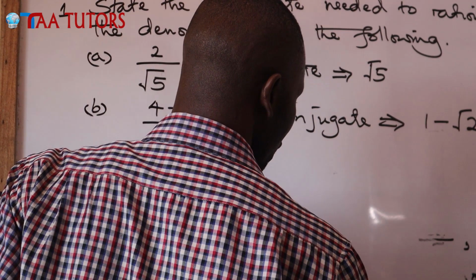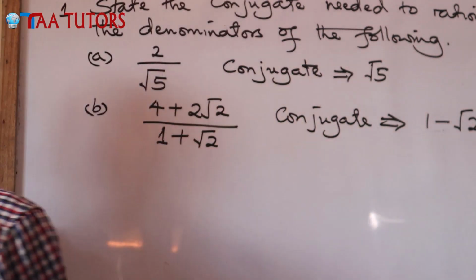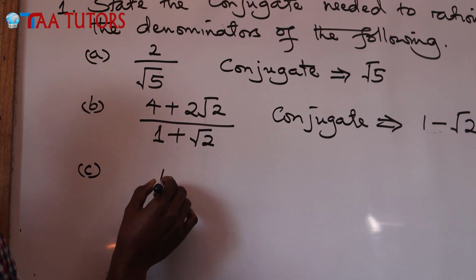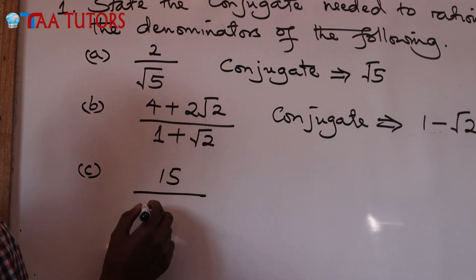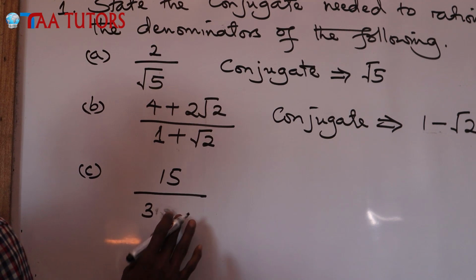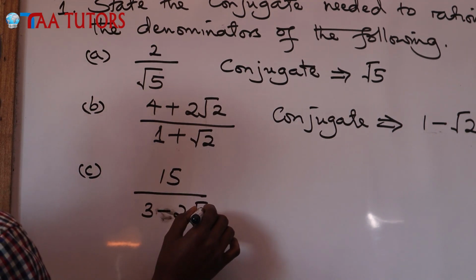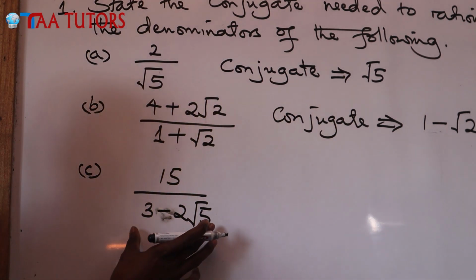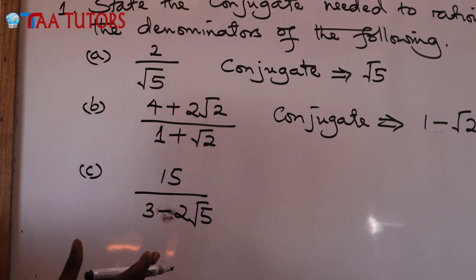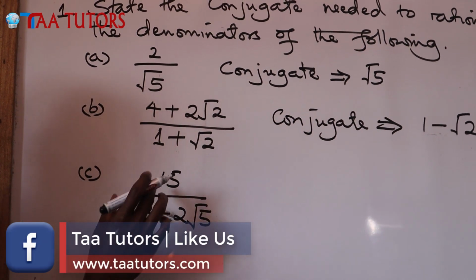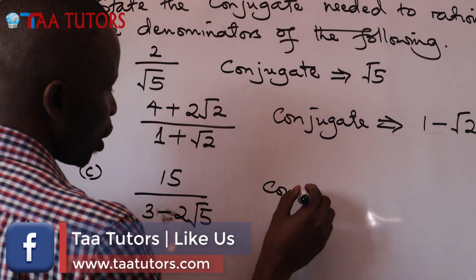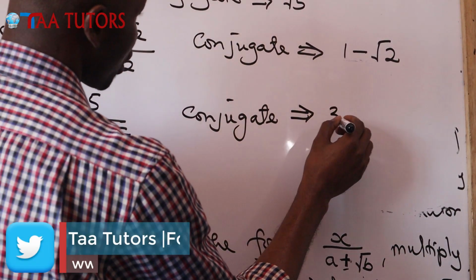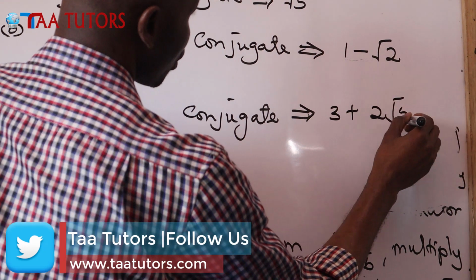What about if I give you example 3 to identify the conjugate for me, example C is 15 divided by 3 minus 2 surd 5. If I have this as my denominator, then the conjugate is going to be the same thing, but the sign here will change from negative to positive. So the conjugate for this will be 3 plus 2 surd 5.